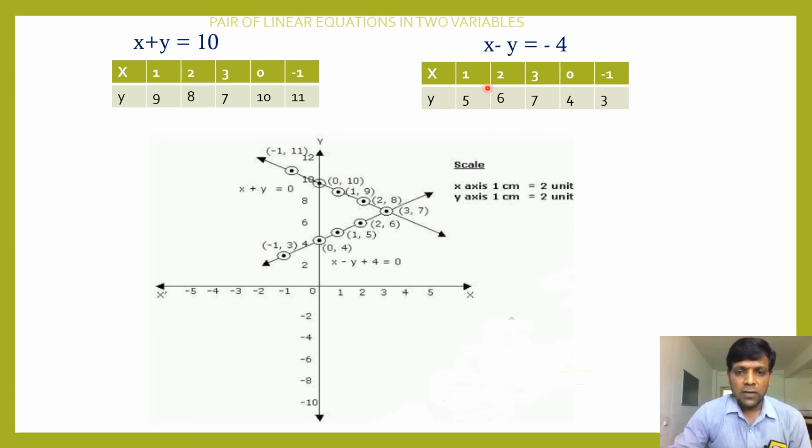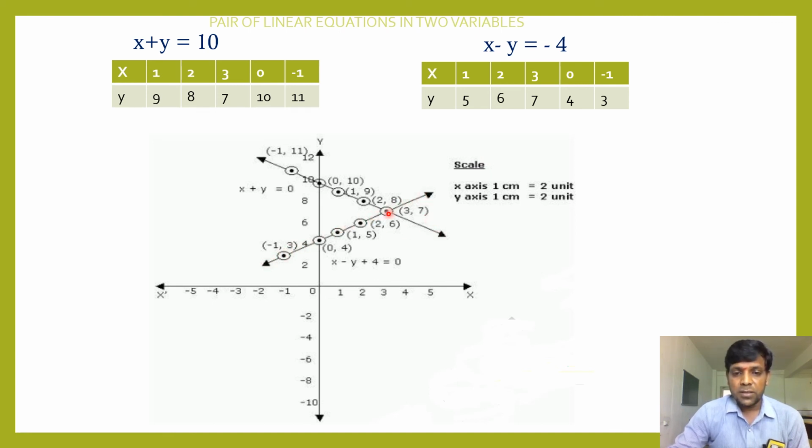Now second one, x minus y equals minus 4. Plotting the points. What is the value of x and y? 1, comma 5. Next one, 2, comma 6. Then 3, comma 7. Now what do you observe? These two have the same common point, 3, comma 7. Again 0, comma 4. And x value minus 1, y value 3. So join all the points, you will get another line. These two are intersecting at a common point, 3, 7.